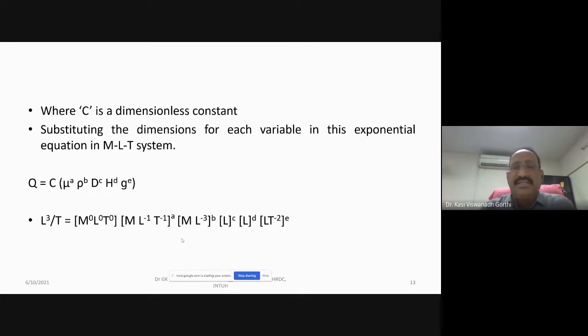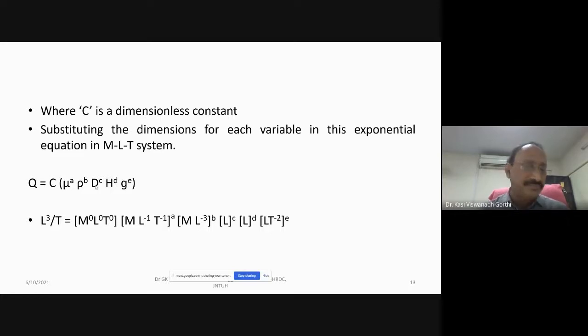To treat this as a dimensionally homogeneous equation, substitute the dimensional formula of all the parameters here: mu, the viscosity; rho, the mass density; d, the diameter of the orifice; h, the constant head over the center of the orifice; g, acceleration due to gravity. Similarly, on the right hand side, q, the discharge. For all these parameters, you need to write the dimensional formula in the MLT system.